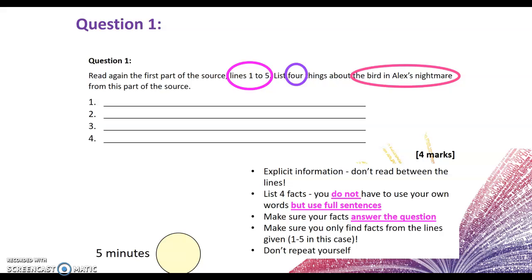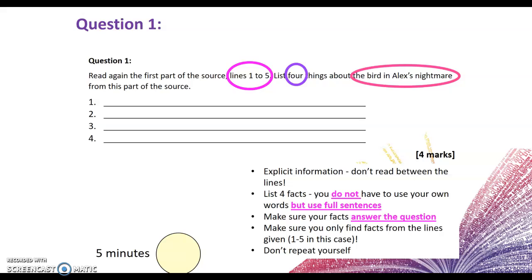List 4 things about the bird in Alex's nightmare from this part of the source. Remember, explicit information only. You're not being asked to read between the lines and make any sort of inference here. You do not have to use your own words, but it makes sense to use full sentences. If you think back to the examples that I showed you from the mock paper, sometimes people didn't get the mark because they used it without saying what it was, or they didn't include enough detail.